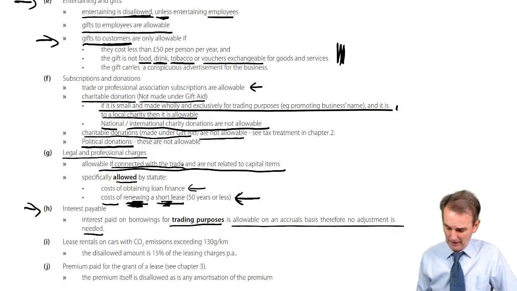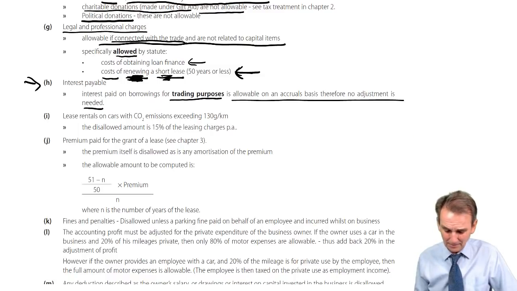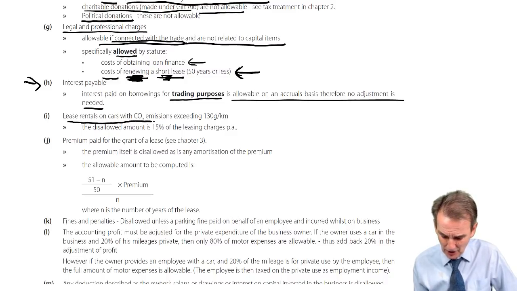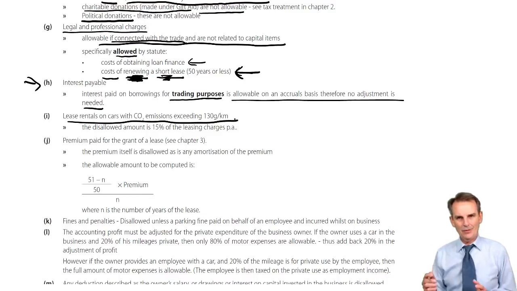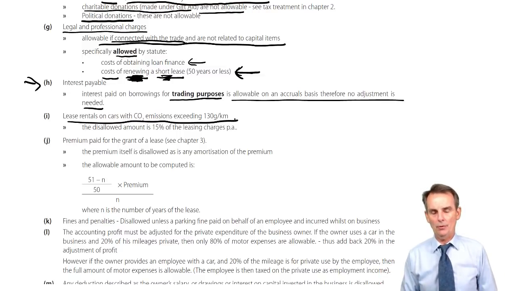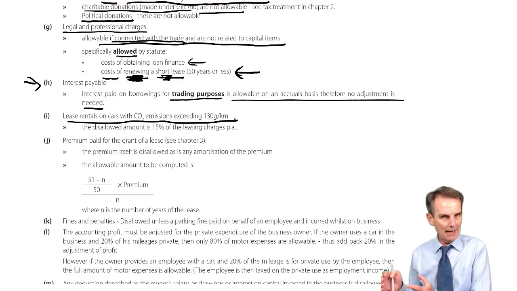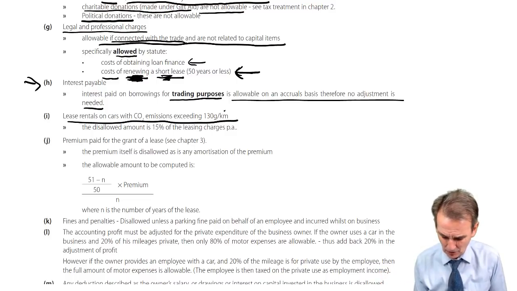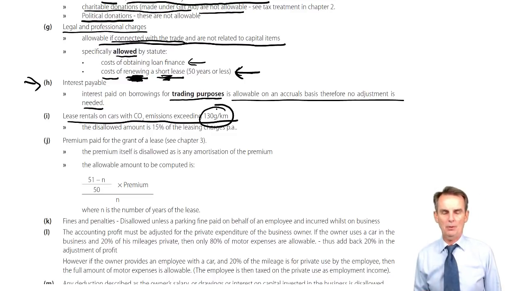Again, that's a popular area. We've already mentioned interest payable, trading purposes, fine. Then we come to some specific unique ones here. Lease rentals on cars with CO2 emissions exceeding 130 grams per kilometre. Basically from this chapter on, more specifically next chapter in dealing with capital allowances, and then again in chapter 9 on employment income, cars and how they're treated for taxation purposes, either for the self-employed or for the employees, has got an awful lot to do with their CO2 emissions, and that's quoted as a figure of grams per kilometre.